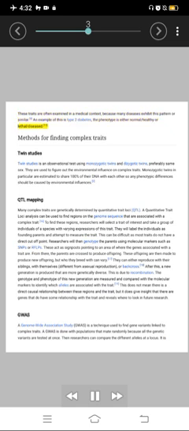Methods for finding complex traits. Twin studies. A twin study is an observational test using monozygotic twins and dizygotic twins, preferably same-sex. They are used to figure out the environmental influence on complex traits. Monozygotic twins in particular are estimated to share 100% of their DNA with each other, so any phenotypic differences should be caused by environmental influences.